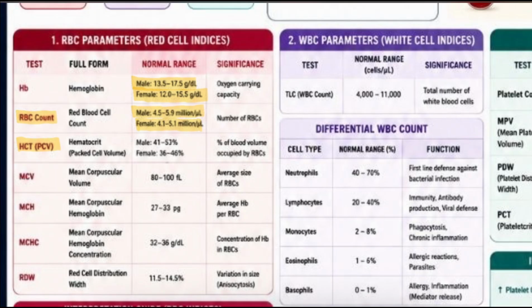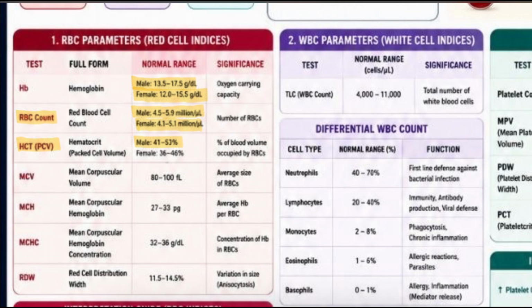Next we have hematocrit, also known as PCV. PCV means packed cell volume. It shows the percentage of blood occupied by red blood cells. The normal value is 41 to 53% in males and 36 to 46% in females.